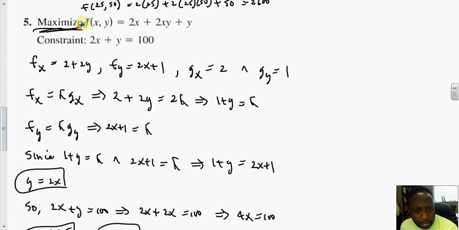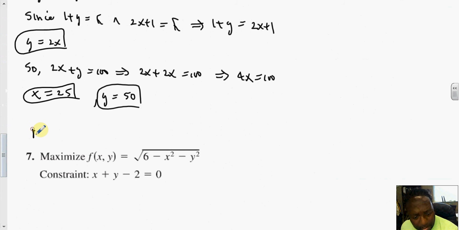So the maximum is that x equal to 25, y is equal to 50, and then z is equal to 2,600.